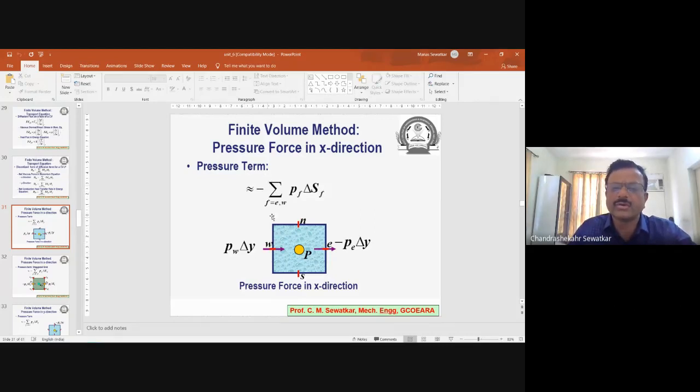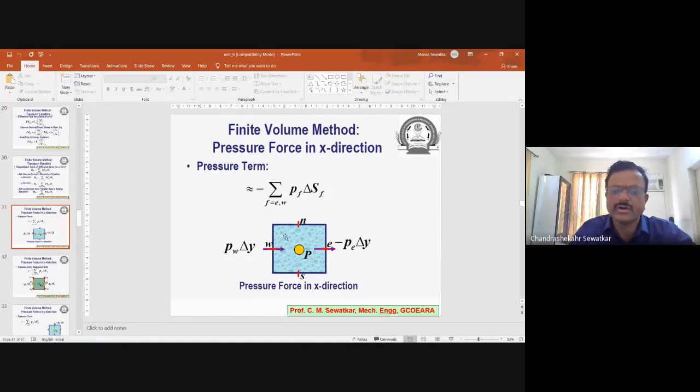If it is the x momentum, the x direction, then pressure force acts only on the east and west faces because pressure always acts in the direction normal to the face. So in the discretized form, the pressure term can be written as minus. You remember the pressure term has a negative sign in the Navier-Stokes equation itself, so that minus sign is kept here. Minus summation over east and west faces of PF into delta S. Pressure into area gives the pressure force. So this is my pressure force.